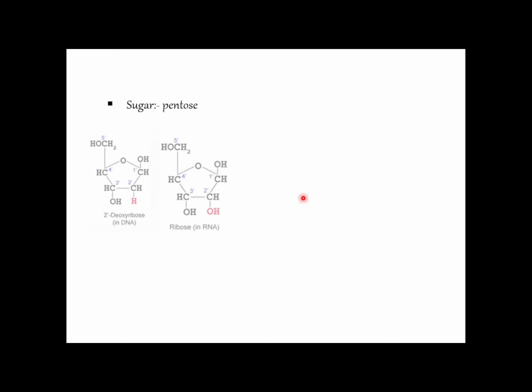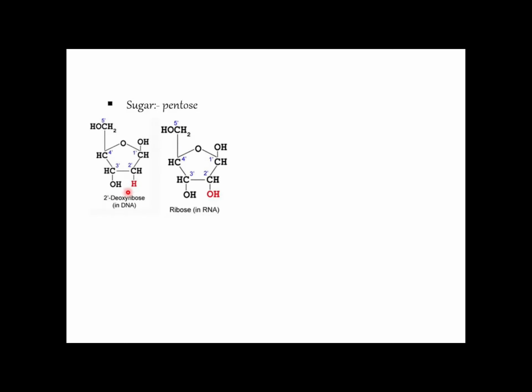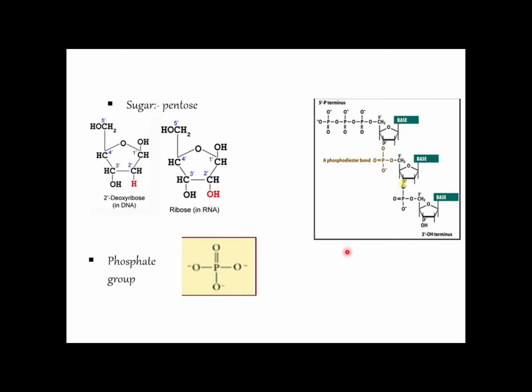The sugar molecule in DNA is deoxyribose, because as I have told you, at carbon number 2 there is no hydroxyl group. Unlike RNA, which has ribose. The last one is the phosphate group. It is PO4, with a negative charge. I will come back later to this negative charge of phosphate. So here, as you can see, this is the pentose sugar.